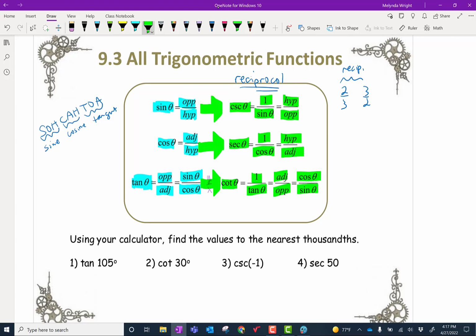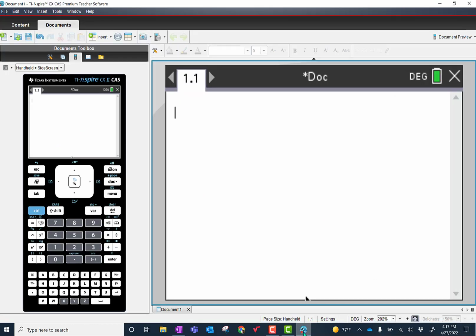All right, so let's go ahead. What we're going to do is go to our calculator, and we're going to input tangent of 105. All right, so let's go to the calculator. Notice right here in this upper part of the calculator, this little word, DEG for degree, and we are in degree mode. If you have the new operating system, then you can just click on that and change it back and forth between radian and degree.